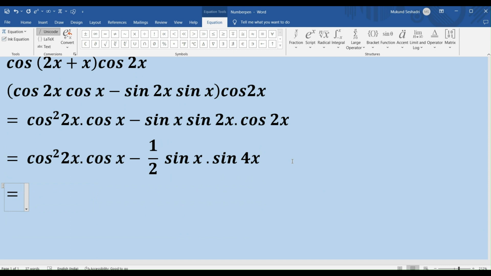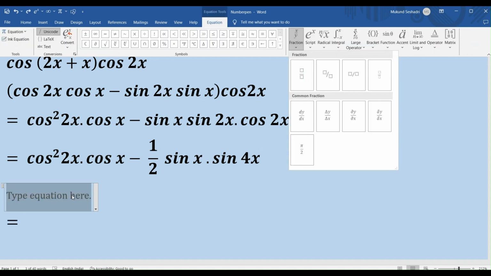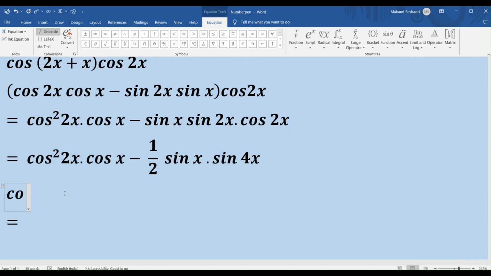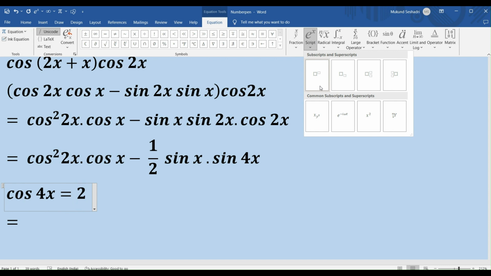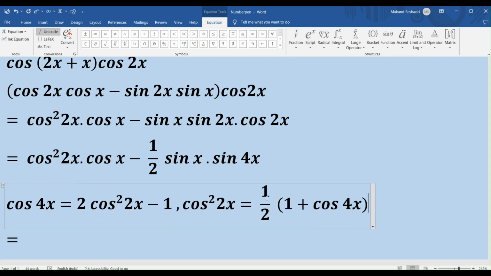I know that my cos square 2x into cos x, right? And this is where I want you to see how I can connect the first part of this expression, cos square 2x into cos x, with the second part of the entire expression, which has a half of sin x into sin 4x, right? I know that my cos 4x, let me write down this identity here, my cos 4x is equal to 2 times cos square 2x minus 1, right? So this is what we have.